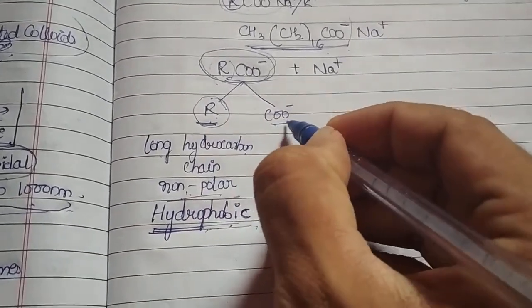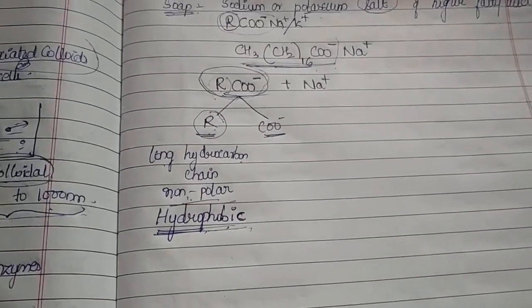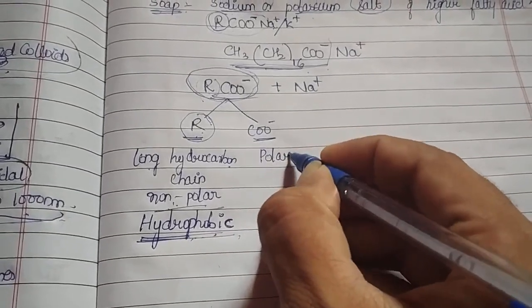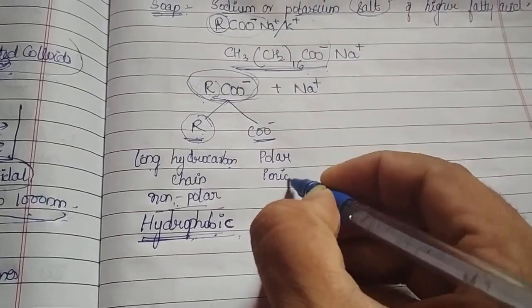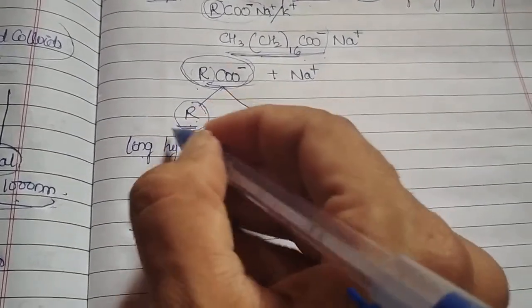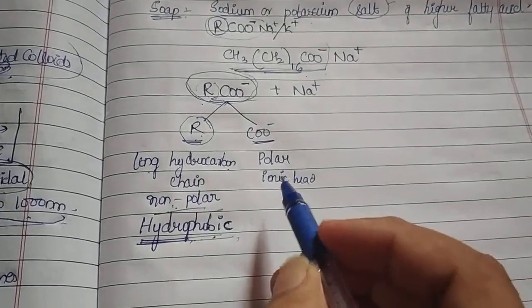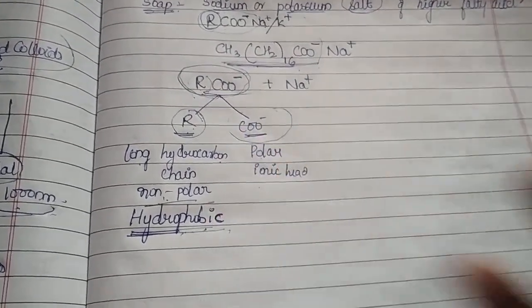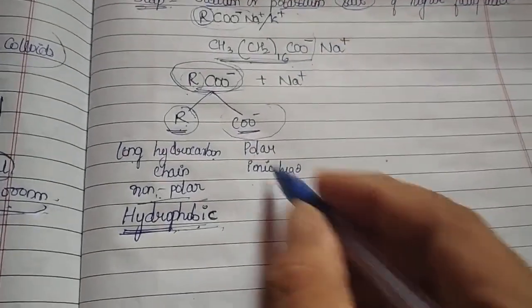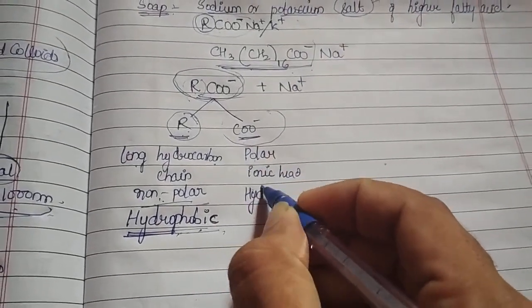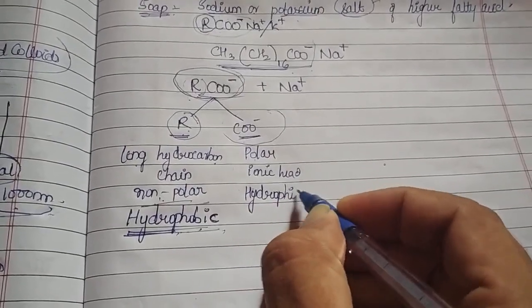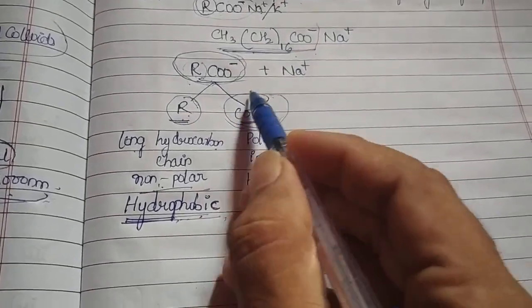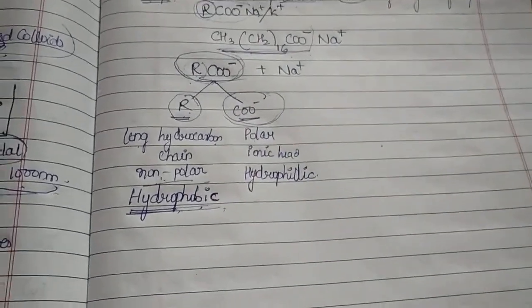Coming to your COO minus, do remember, this is the polar ionic head. I will explain later why we call it a head and the other part a tail, but for now remember that the polar ionic head is your COO minus part. It is hydrophilic, the water loving part. Is that clear?